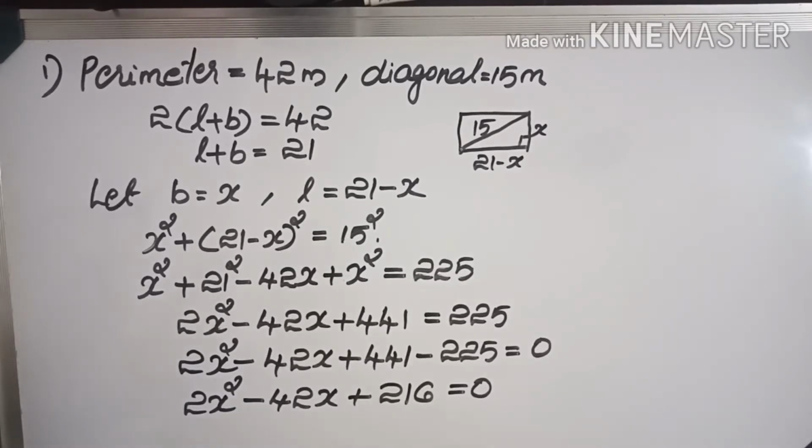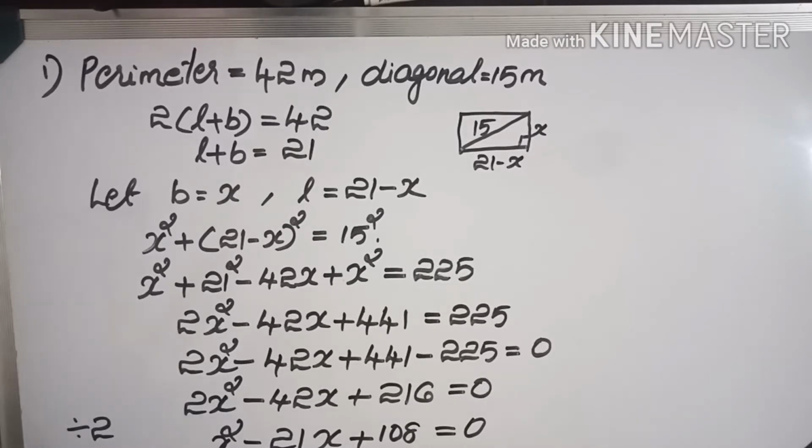If the numbers are very small, the multiplication and division will be easy. So for that, let's divide the whole equation by 2. Here 2x square by 2, the answer will be x square, minus 42x by 2, the answer will be 21x, plus 216 by 2 is 108, equal to 0. After simplifying we get the equation: x square minus 21x plus 108 equal to 0.